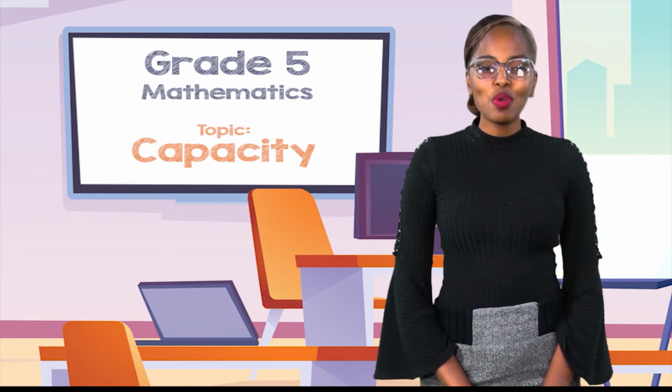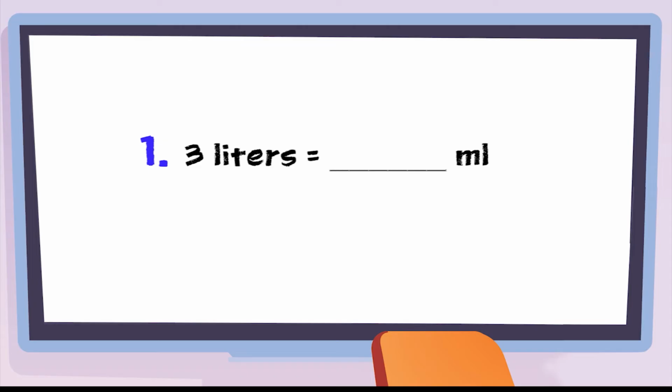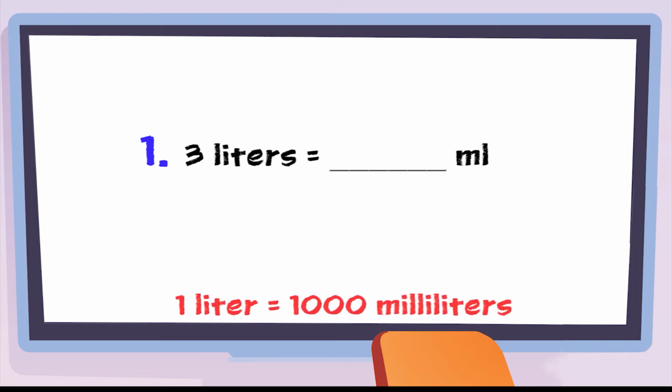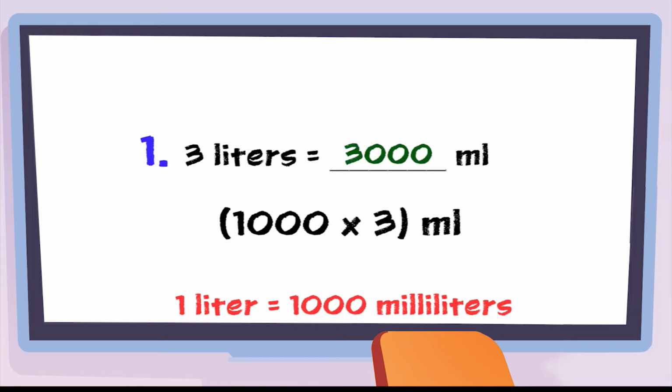Question 1, you were asked to convert 3 liters to milliliters. To do this, we must remember that 1 liter is equivalent to 1,000 milliliters. Therefore, 3 liters is equal to 1,000 times 3. Therefore, 3 liters will equal 3,000 milliliters.